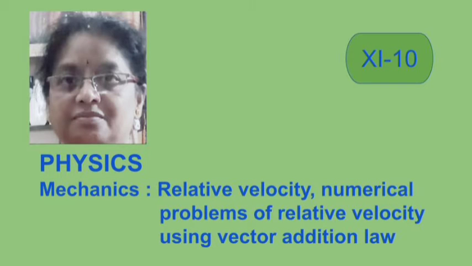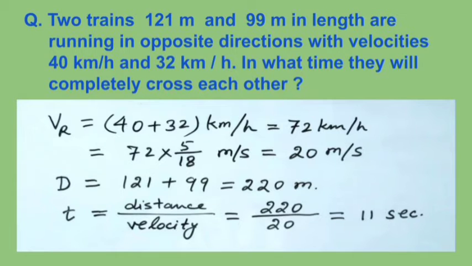Let us now solve some simple numerical problems of relative velocity. Question is, two trains 121 meter and 99 meter in length are running in opposite directions with velocities 40 km per hour and 32 km per hour. In what time will they completely cross each other? Here relative velocity VR is equal to 40 plus 32 km per hour, which is equal to 72 km per hour.